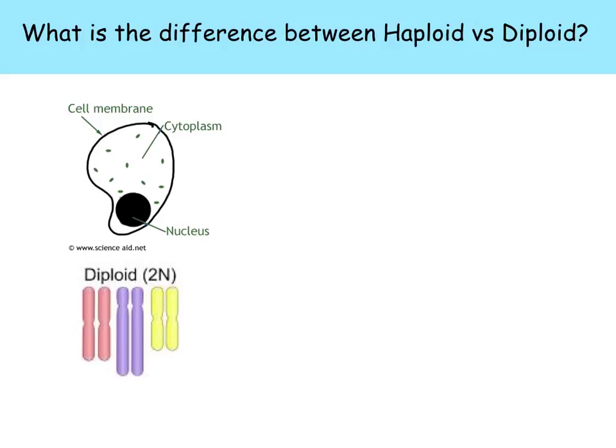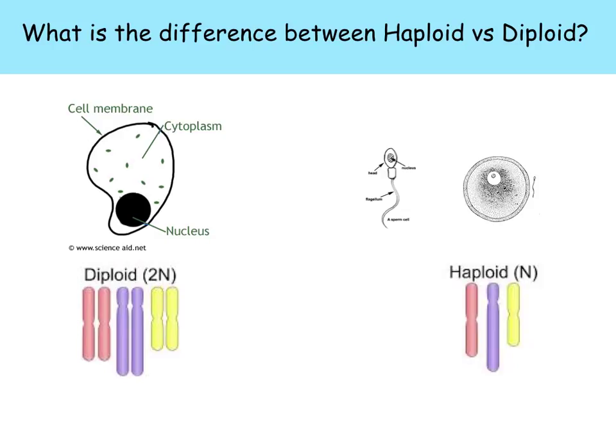Okay, let's have a look at the difference between haploid and diploid. Cells which have homologous pairs of chromosomes are called diploid cells. This is represented by 2n, where n is the number of chromosomes in one set. What about haploid cells? Not all cells are diploid. An example would be gametes. They've got only one set of chromosomes. A cell which contains only one set of chromosomes is called haploid. This is represented by n.